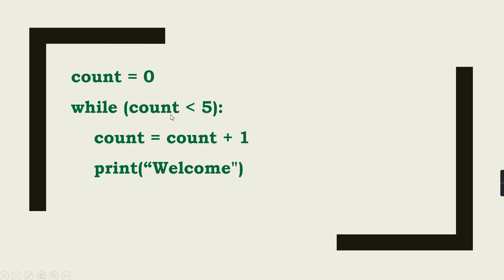Next time when it checks 5 is less than 5, the condition becomes false, and whenever the condition becomes false, the program control passes to the next statement following the while loop. Here we don't have any next statement, so the program will end. Otherwise the program control will transfer to the next statement after the while loop. So this is how a message welcome can be printed 5 times, or this is how you can iterate a set of statements 5 times.